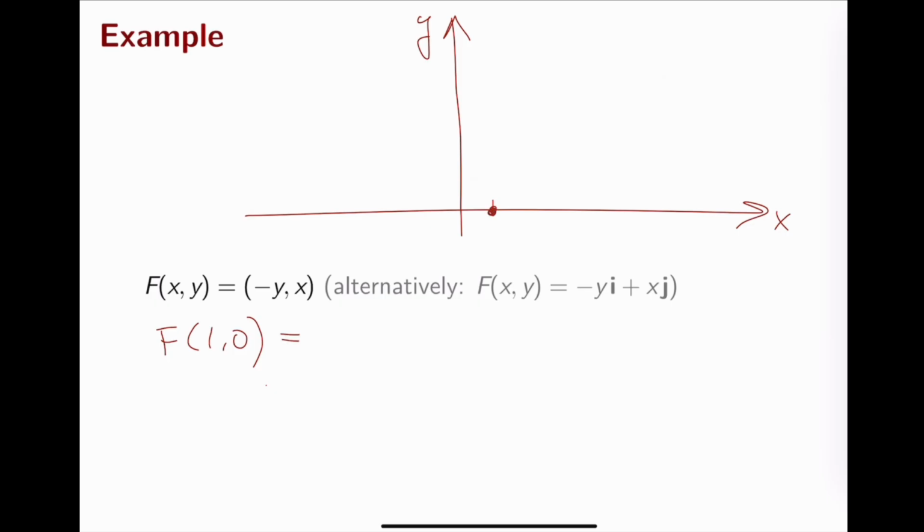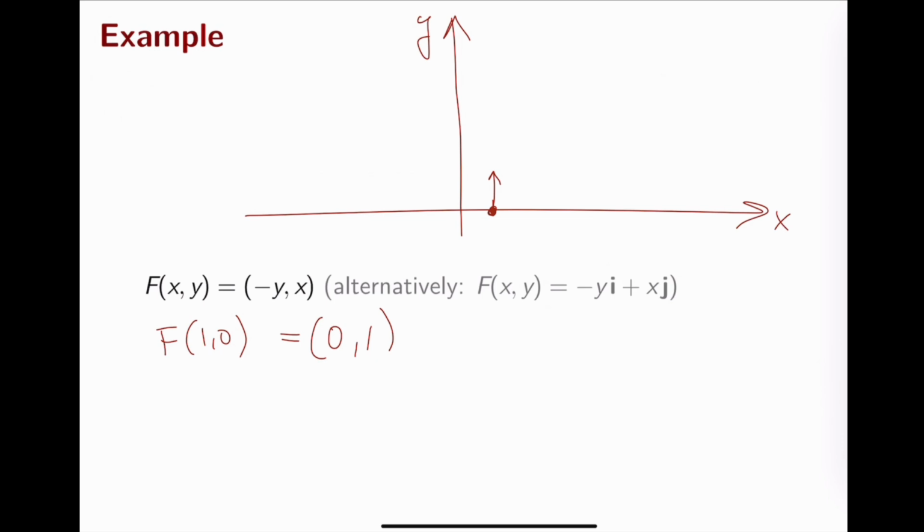Let's see what vector is associated. Plugging in (1, 0), we have minus 0, which is 0, and here is x, which is 1. So it associates the vector (0, 1), which is 0 for x, 1 for y. So it will be a vector of norm 1 that points in that direction. So this is the vector (0, 1).